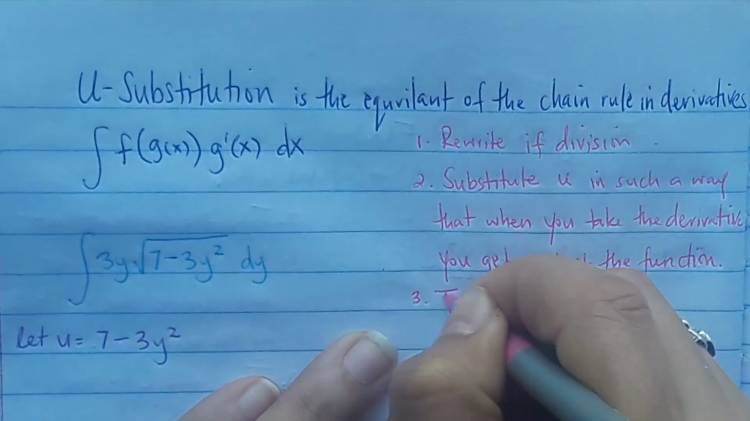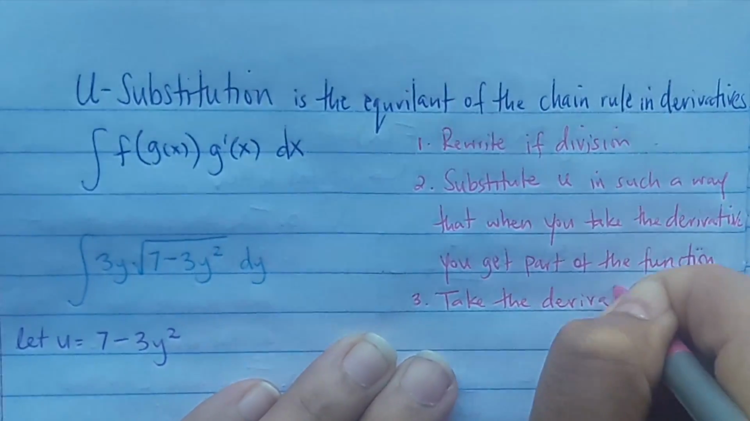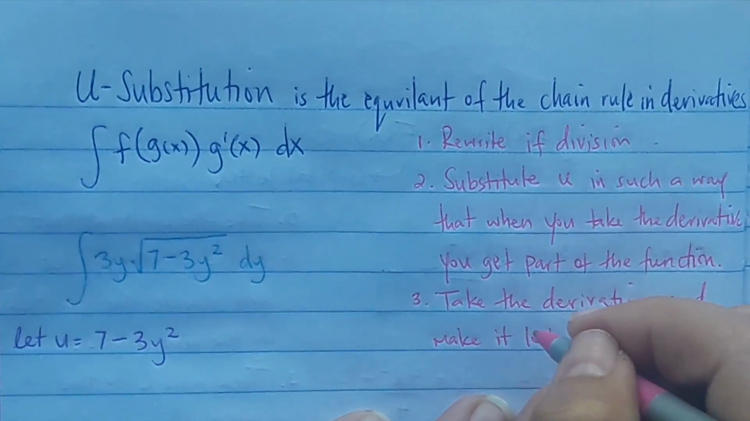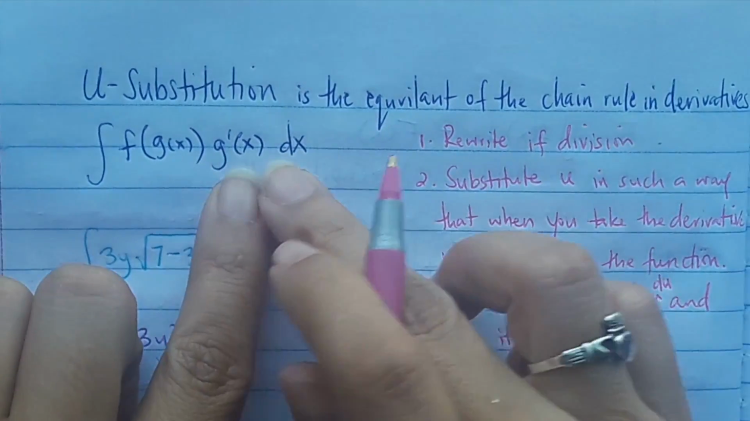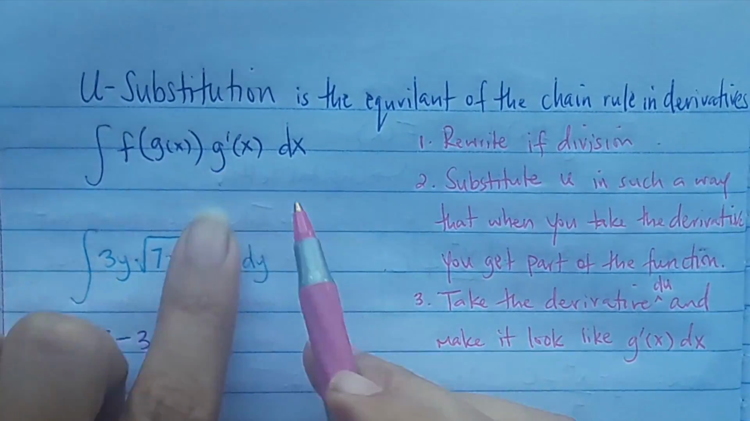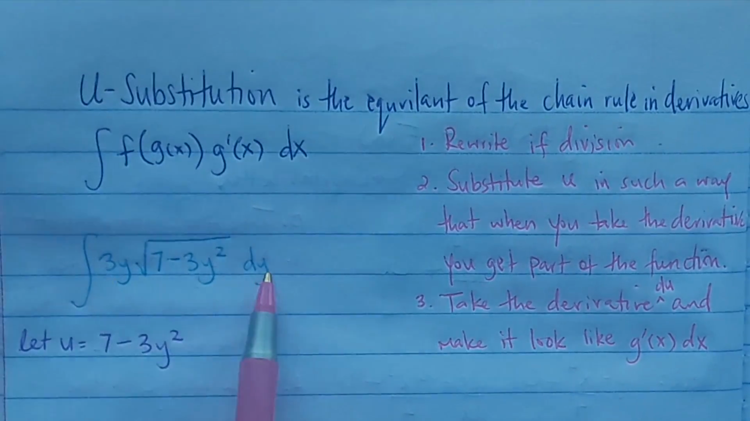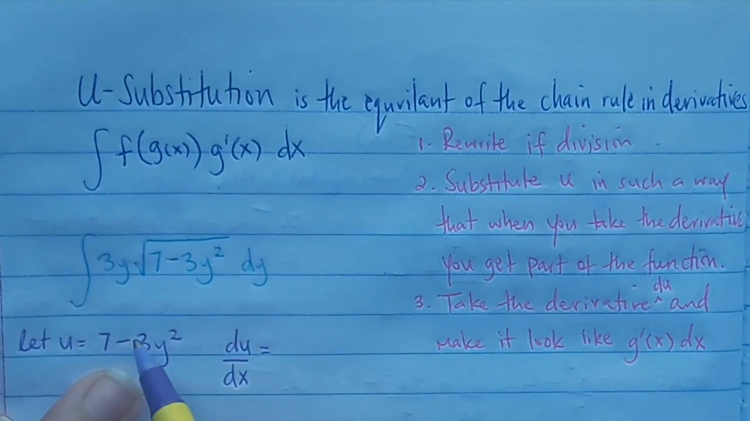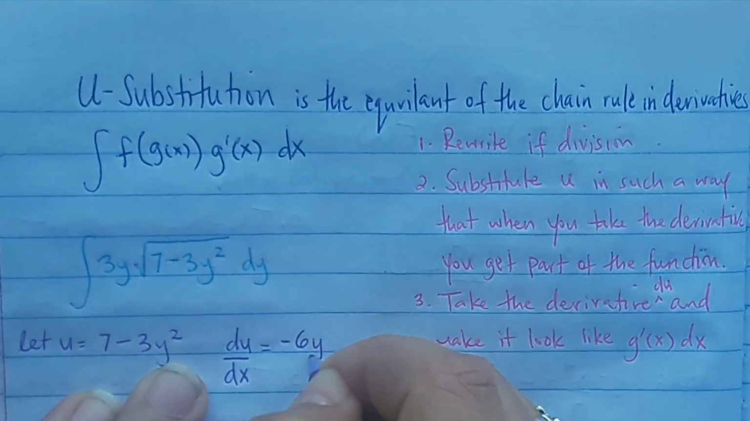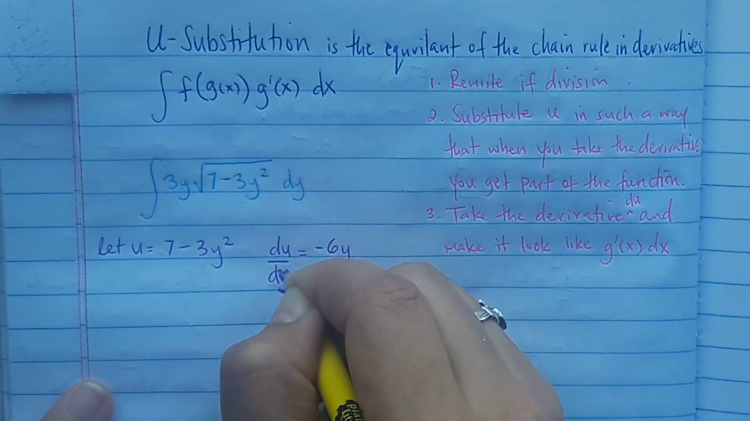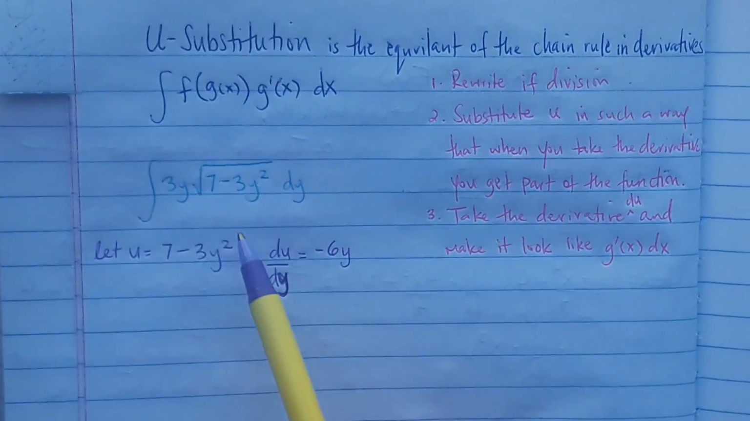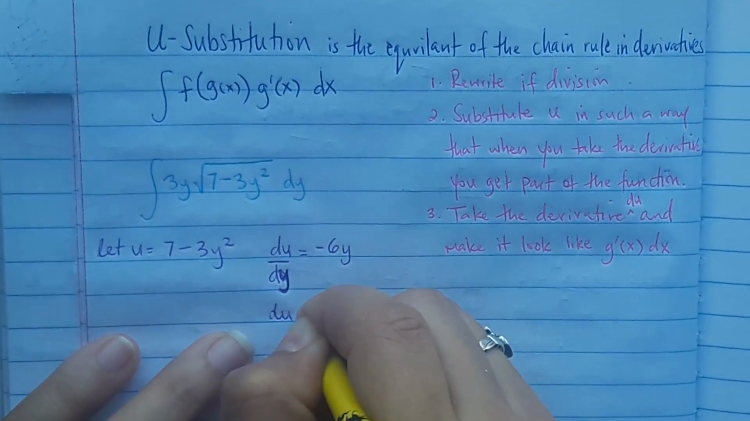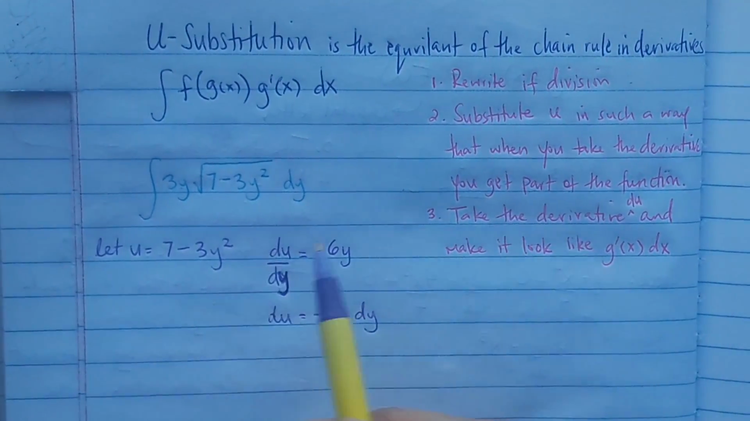So step 3, take the derivative du, I forgot to put that in there, and make it look like the derivative of g of x dx. In other words, I want something and the dx in there. In this case, maybe it's dy. I want the 3y and dy. So du with respect to dy, not dx, is equal to negative 6y. Now look, you see I want the function and dy. So I want to multiply both sides by dy, so I'll get du equals negative 6y dy.